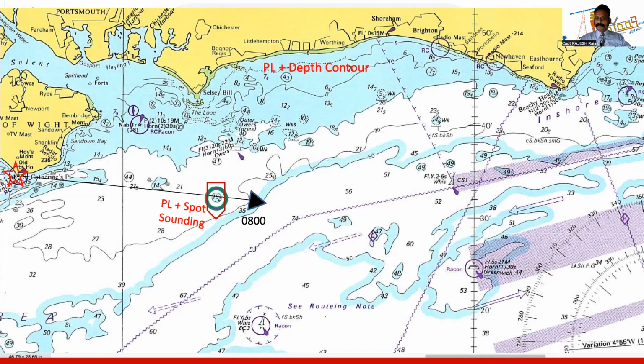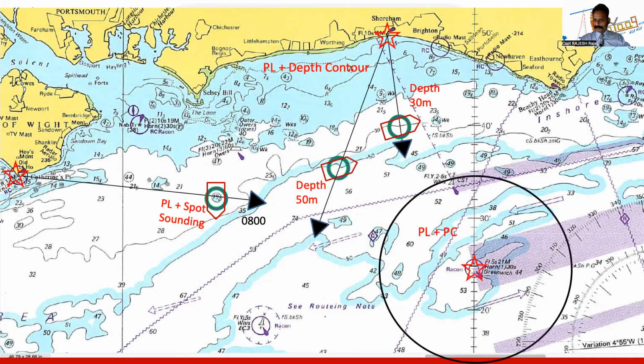Let us look at a position line and a depth contour. So this is a position line, 30-meter depth contour. This is the fix. Position line with a 50-meter depth contour. This is a fix. Okay. Then I have from the Greenwich Buoy a PL and a PC. This is a PC and a PL. Obviously, I'm sailing in a northerly direction, sorry, easterly direction, eastbound.